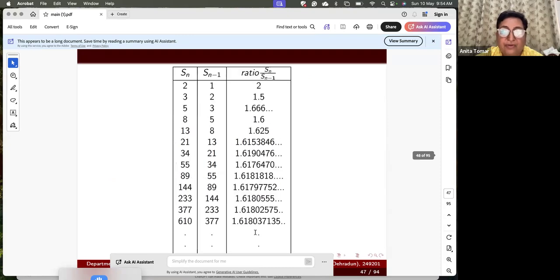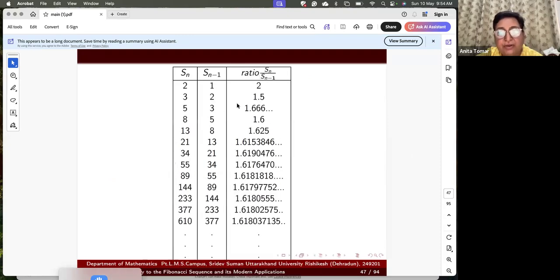So this was all about Virhanka. You can see that if we take the ratio of two consecutive terms, we tend to the golden ratio.